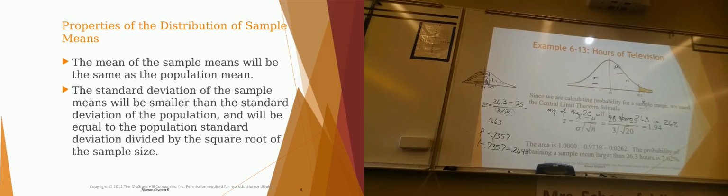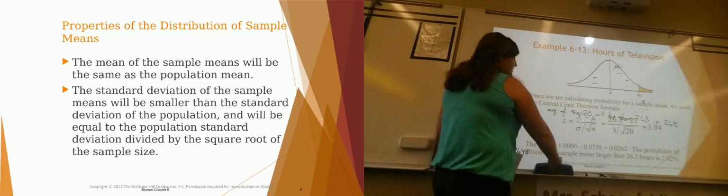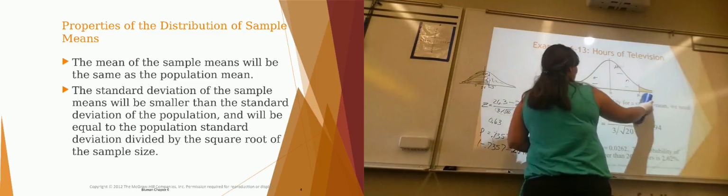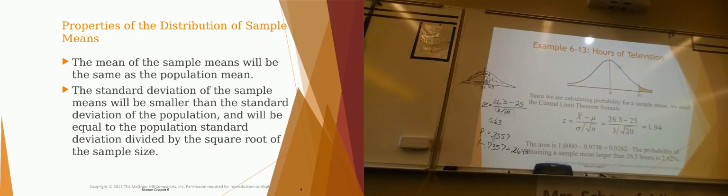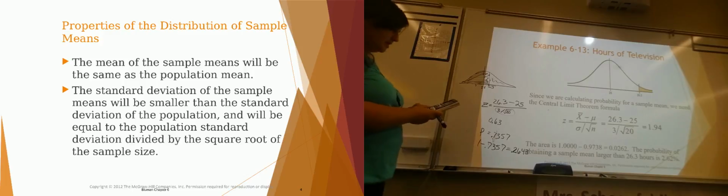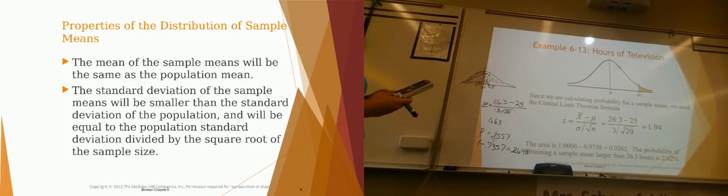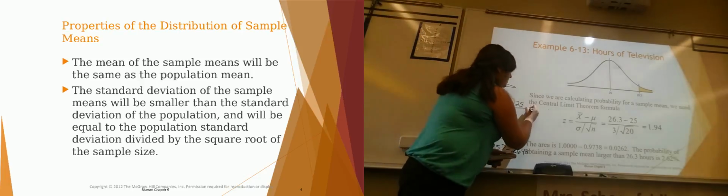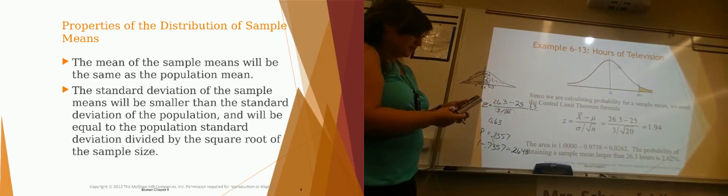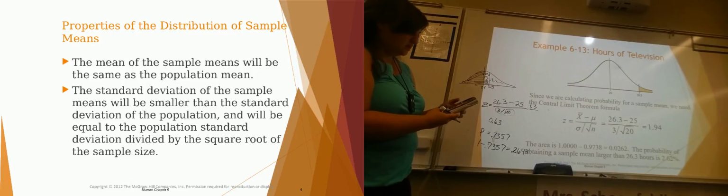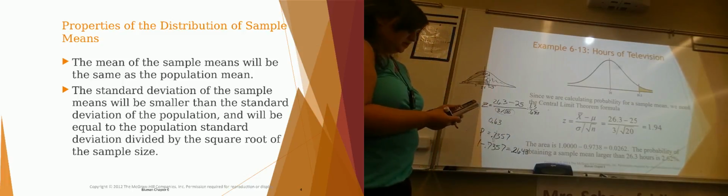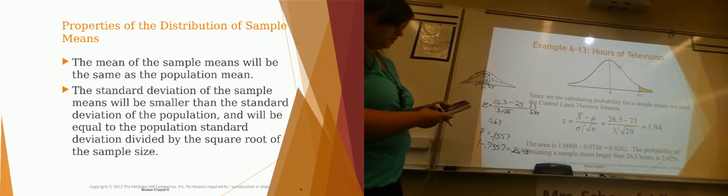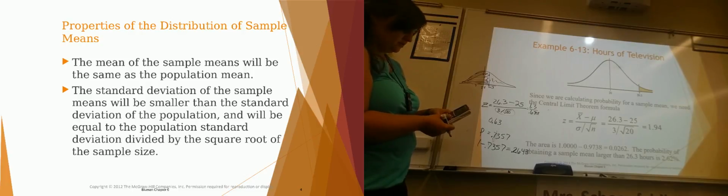Okay, so we kind of already did that. They got 0.194. So what did we do wrong? Let's figure out what we're typing. I'm going to say 26.3 minus 25, so I got 1.3 on top. Yeah, me too. And then 3 divided by the square root of 20 is 0.6708. Me too, that's what I got. That's weird. Okay, then maybe we'll say that we did it right.